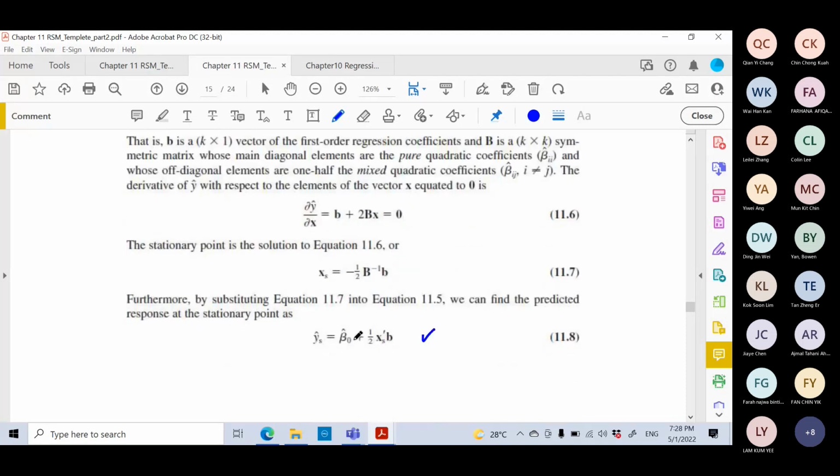We will stop here first. After that, we still have not tried to locate whether this is a maximum or minimum problem yet. So we stop for a while.